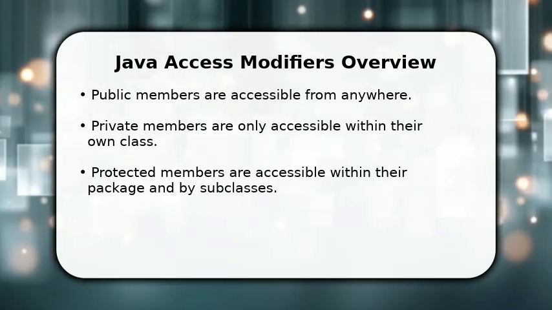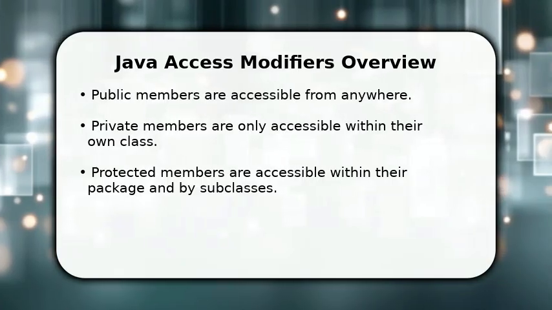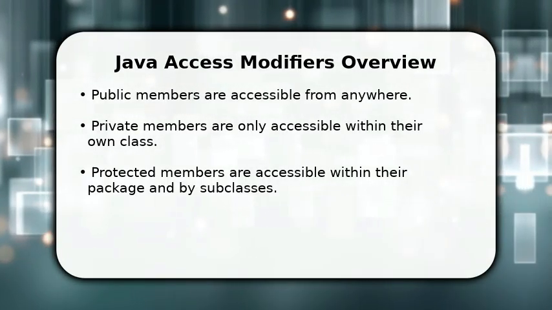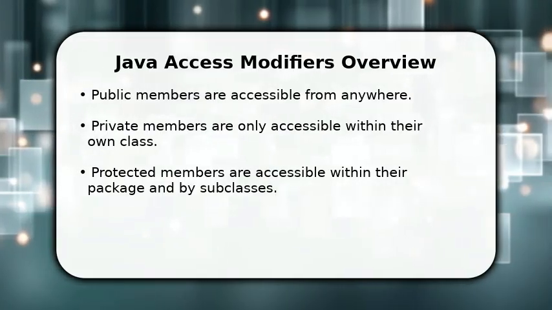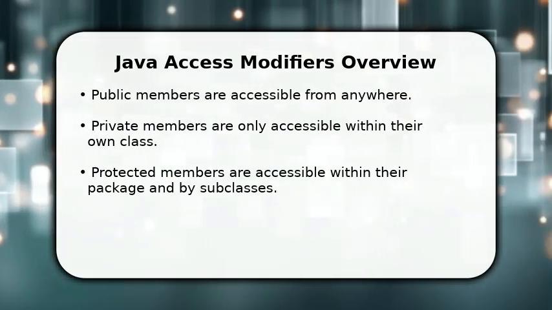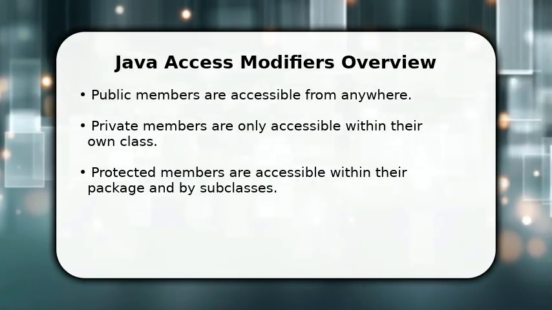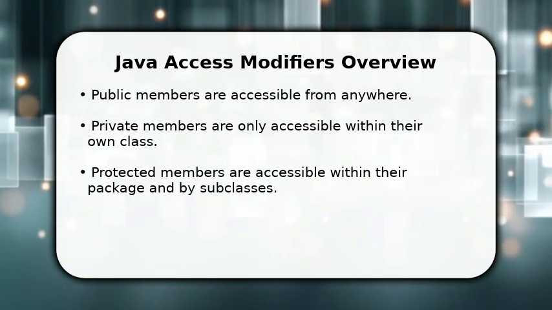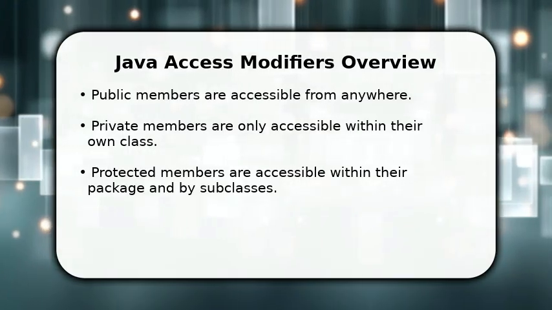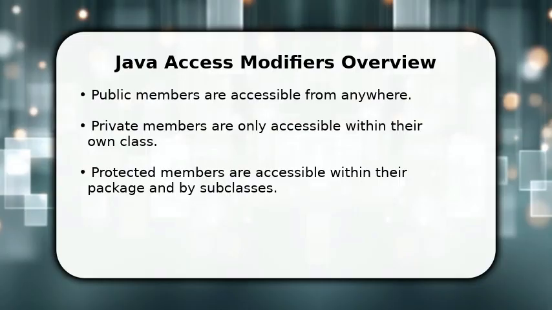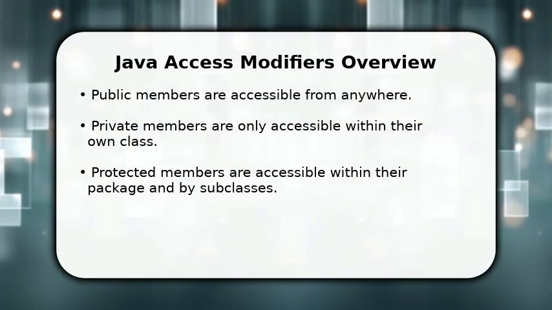In this video, I will compare public versus private versus protected access modifiers in Java. We'll explore how each keyword controls the visibility and accessibility of classes, methods, and variables. Understanding these differences is crucial for writing robust and secure Java code. Let's dive into the specifics of each modifier and see how they impact your program's structure and behavior.